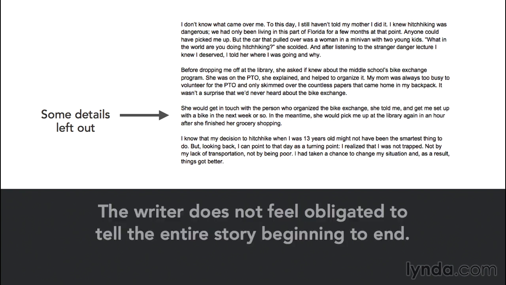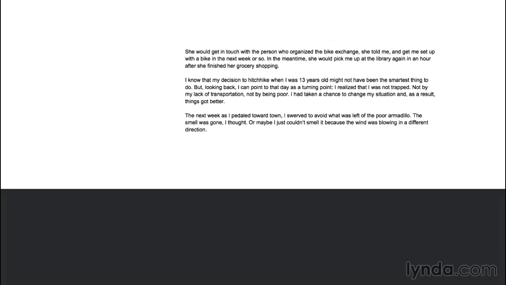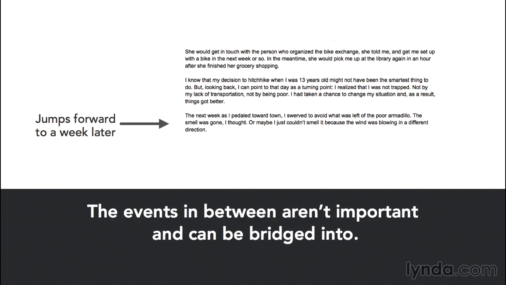But notice that the writer does not feel obligated to tell the entire story beginning to end. For example, he never explains how the woman picked him up after the grocery shopping trip and dropped him off back at home. That's not important in terms of the narrative. But the writer breaks from the chronology to state the thesis, and then closes out the essay by jumping forward in time to a week later when he has his bike. The events in between are not important to the story. The writer bridges into them with the transitional phrase, "the next week."